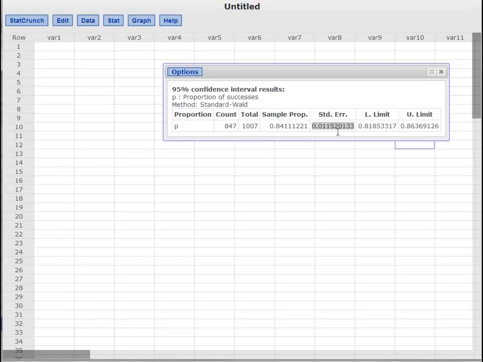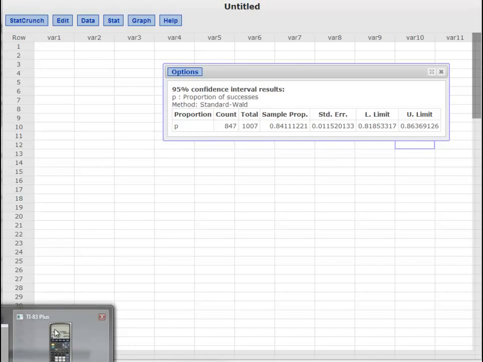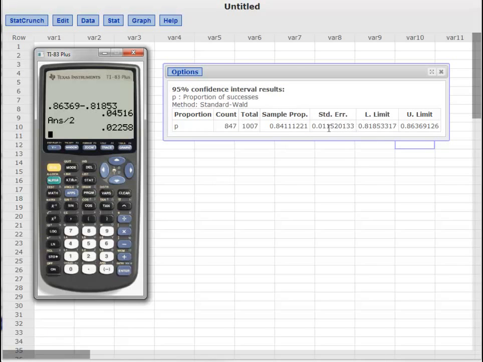And you'll see that that is not the same as our standard error. Our margin of error is about twice as big. That's because the standard error is that standard deviation that's being multiplied by 1.96, because that's the z-score we get for being 95% confident. So if we divide this by 1.96, there's that number.